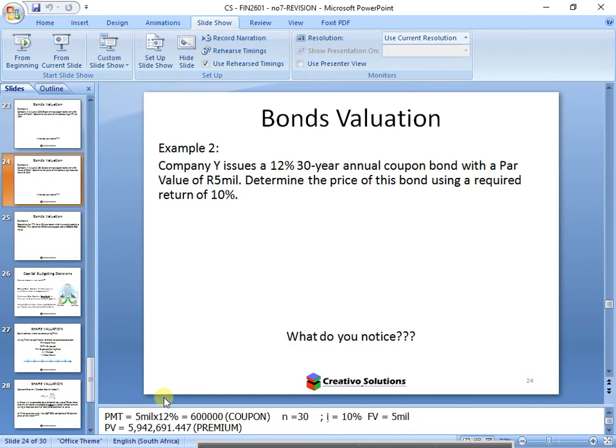5.94, 2.69, 1.44. Yeah, so 67. Yep. That's right. Okay. Alright, so the payment is the 5 million times the 12%. So you would have put in 600,000 there. In 30, I 10, FV 5 million.